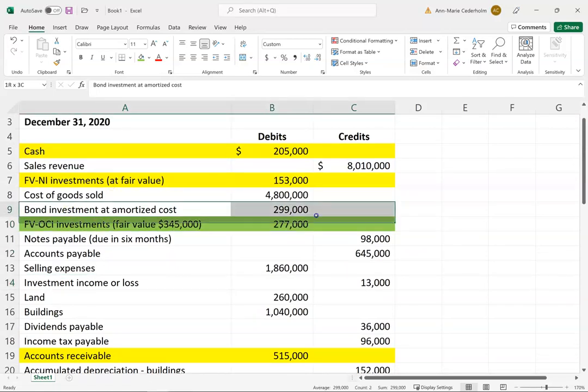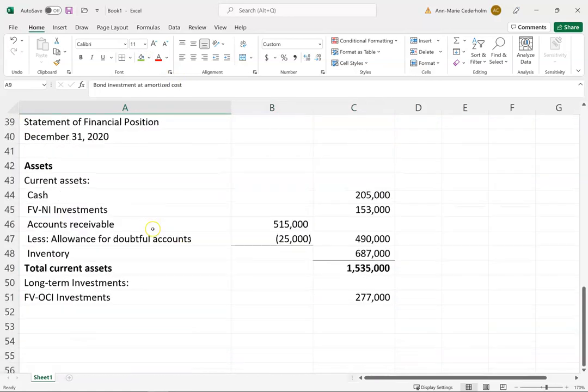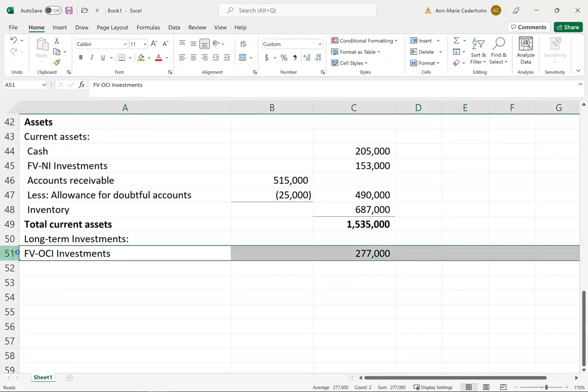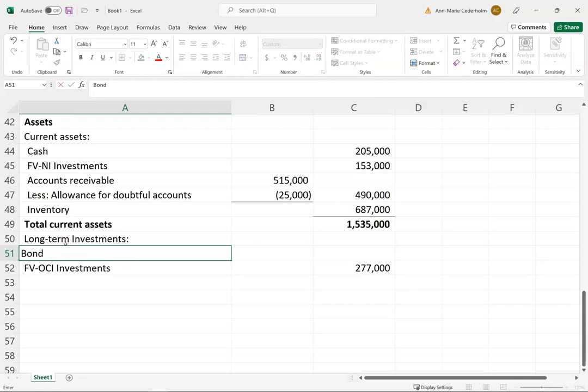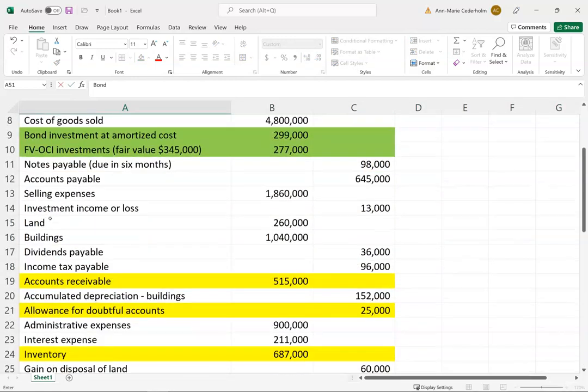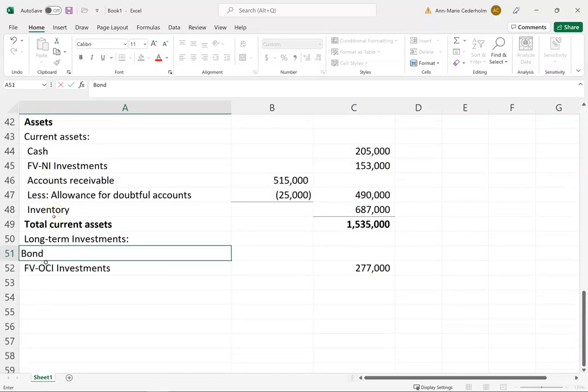This one here too, bond investment at amortized cost. So it says investment there. So we'll go ahead and put that one as well. And maybe I'll just put it before this one since I just saw it before that. But I don't think it would really matter. So bond investment at amortized cost.